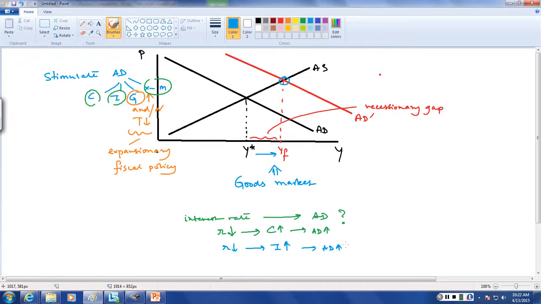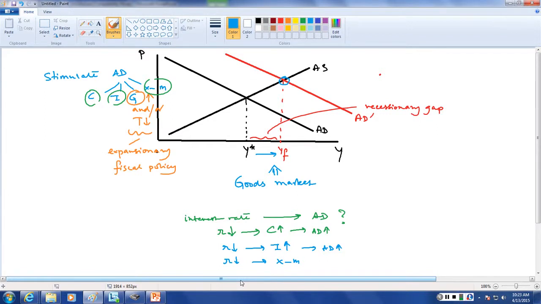Anything else? Would any of the other components of AD be affected? What about X minus M? Would a cut in the interest rate affect net exports? And here we have a story also that I've mentioned in class. You see, if US interest rates fall, then the US will no longer be an attractive destination for foreign money looking for a high rate of return. You see, there is a pool of money out there belonging to wealthy individuals the world over that simply moves from country to country looking for a high interest rate. And if the US interest rate falls, this money will be pulled out of the States.